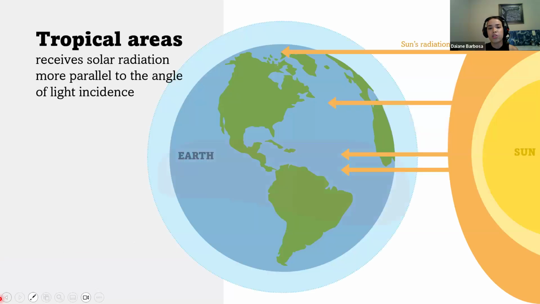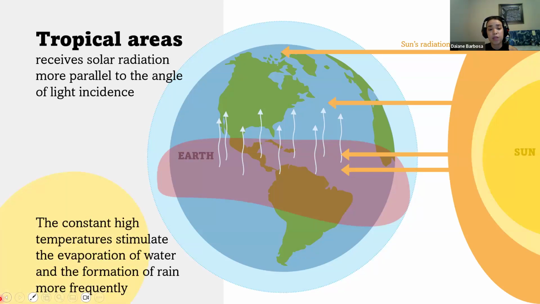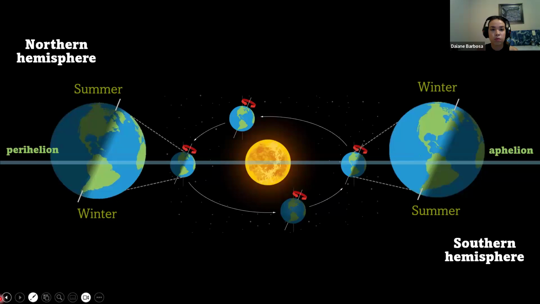This makes tropical areas have more heat, they are hotter. And because this place is hotter, the evaporation is bigger in this place too, making the humidity bigger in this place. And this makes the rain level bigger in this place too.